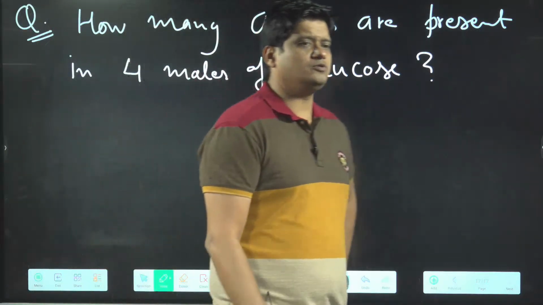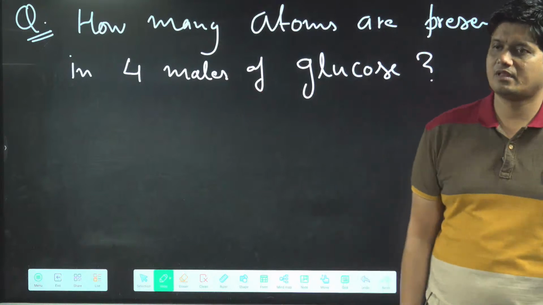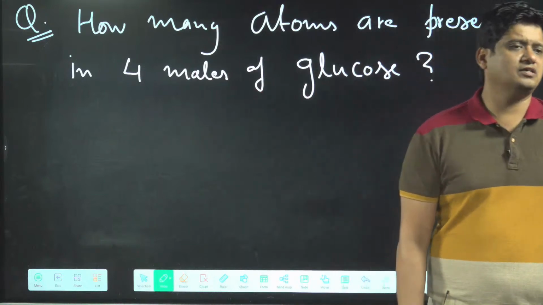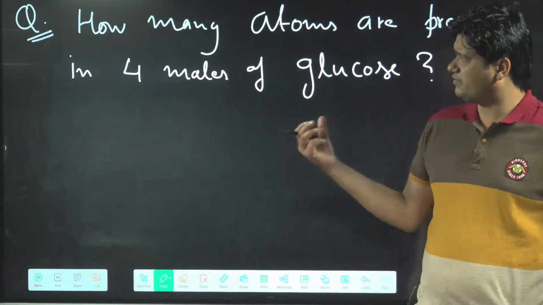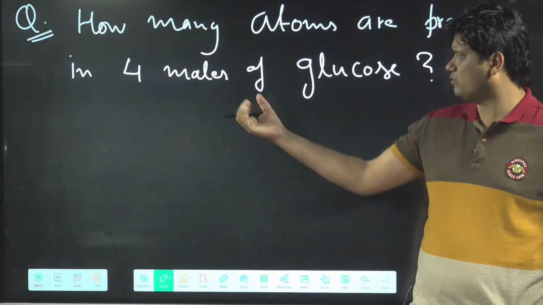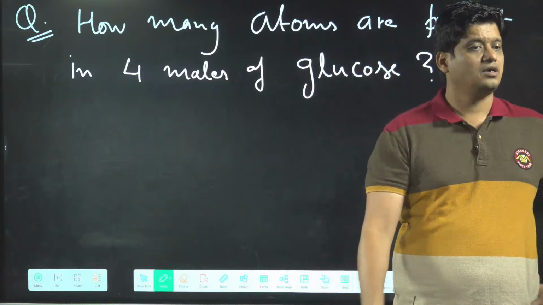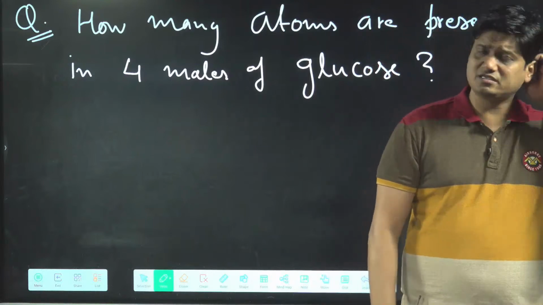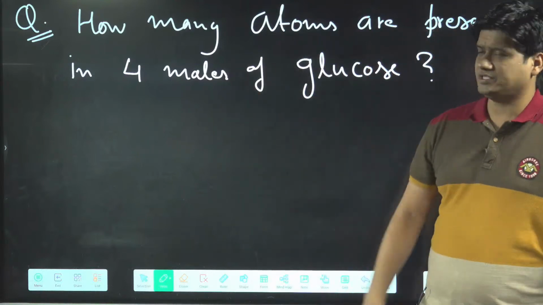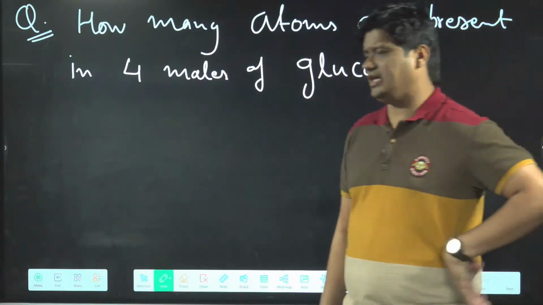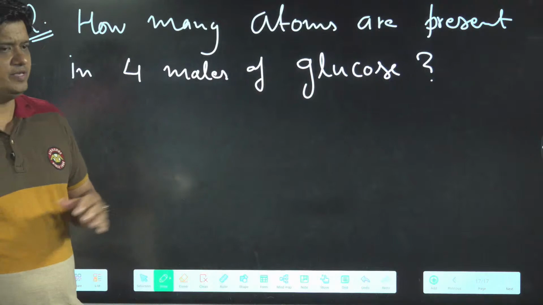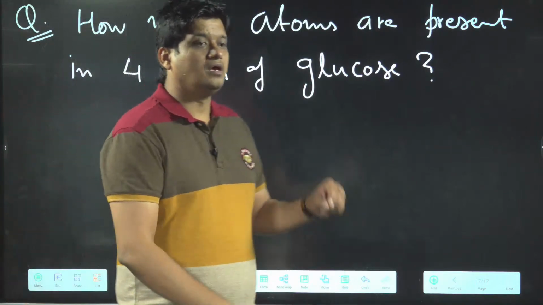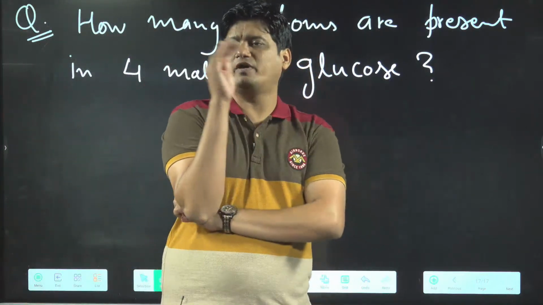If I want to solve this problem, I will focus on our unitary method, because something is given to you. What is given to you? 4 moles of glucose. And what is being asked? How many atoms are present? So firstly, I'll decide what is my route. Route means path, okay? Firstly, I will decide what is my path.